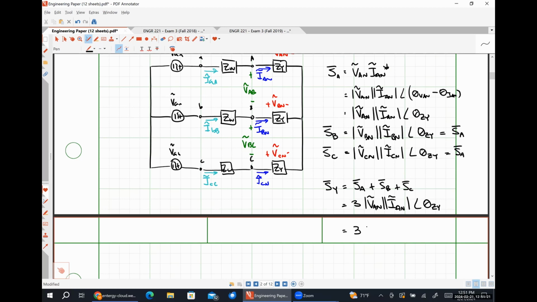I'm just going to choose to write that as 3 VP, where this VP just represents the phase voltage, and I'm going to put RMS here, times IP RMS with an angle of theta ZY. Where, once again, VP RMS is just the magnitude of that phase voltage expressed as an RMS voltage, and IP RMS is the magnitude of that phase current expressed as an RMS current.